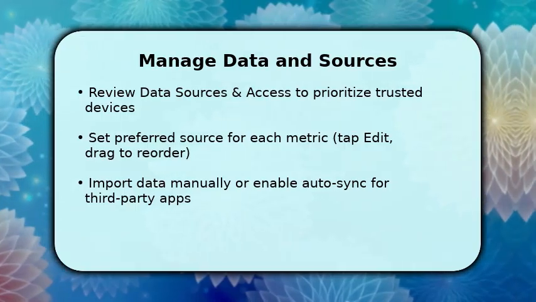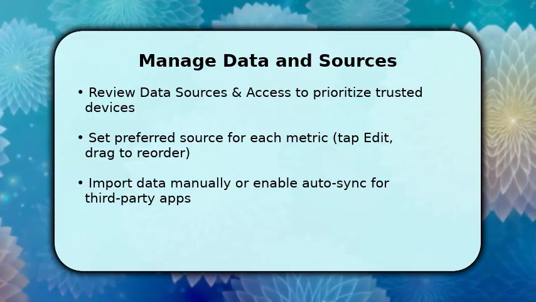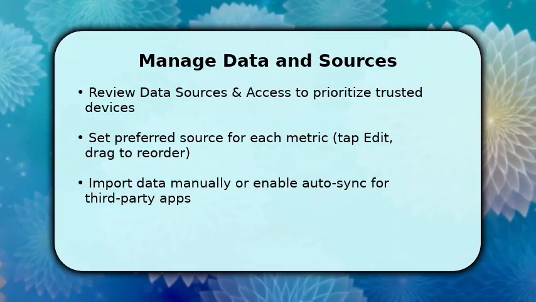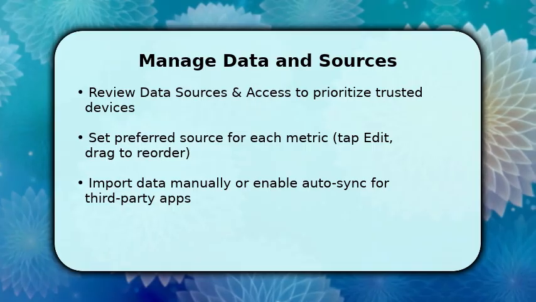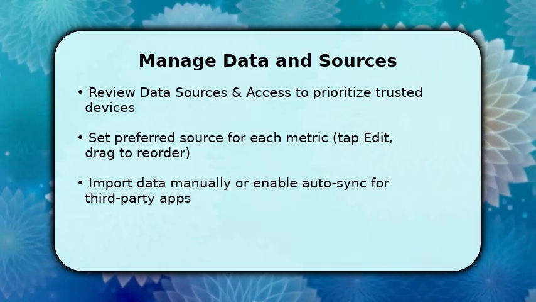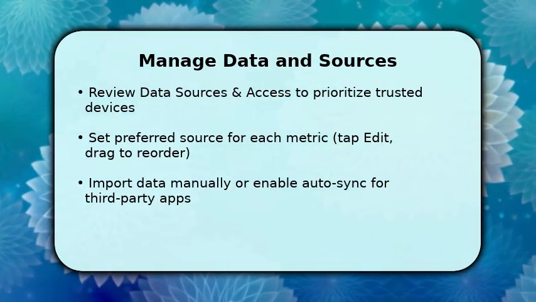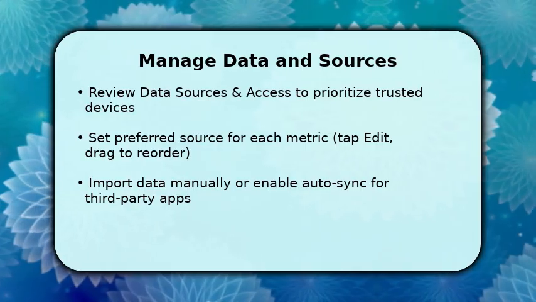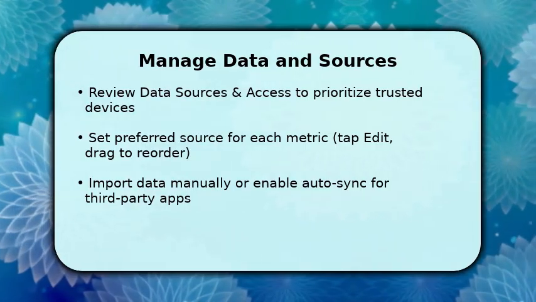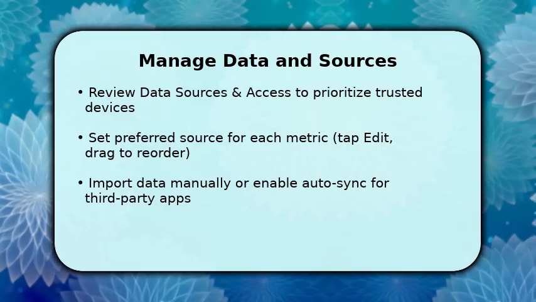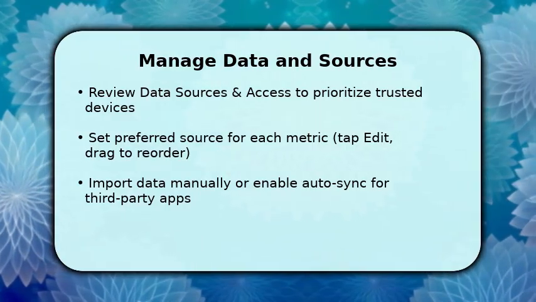Choose a preferred source for each metric by tapping Edit and dragging your most accurate device to the top. This ensures consistent readings. If an app doesn't auto-sync, import data manually using the Add Data option for metrics like blood pressure. Make sure to enable background refresh for apps you trust so entries appear without manual updates.